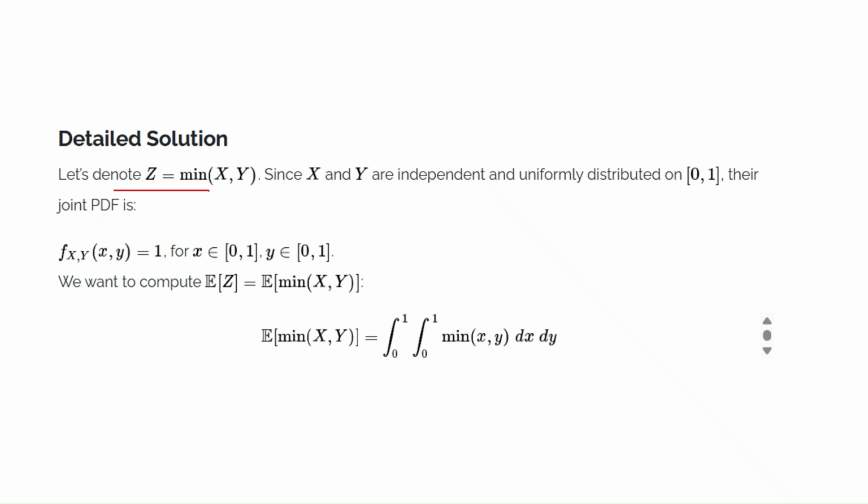Let's denote the minimum of x and y with z. Since x and y are independent and uniform on 0 and 1, the joint PDF is given by f of xy is equal to 1 for x, y between 0 and 1. Now we want to find the expected value of z.